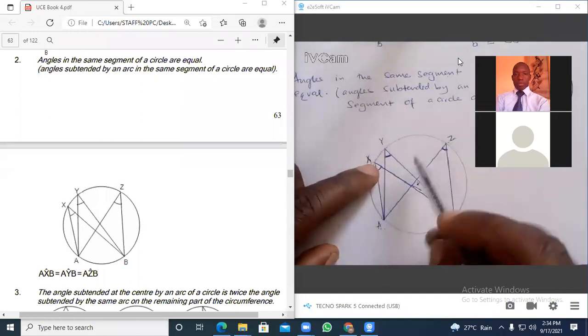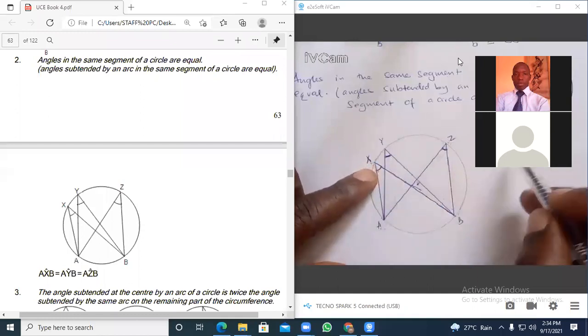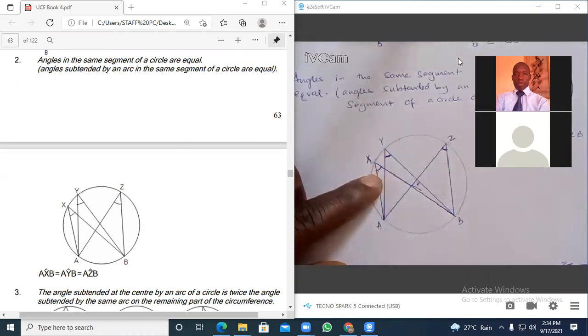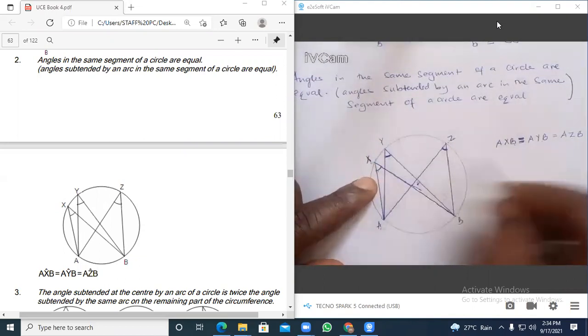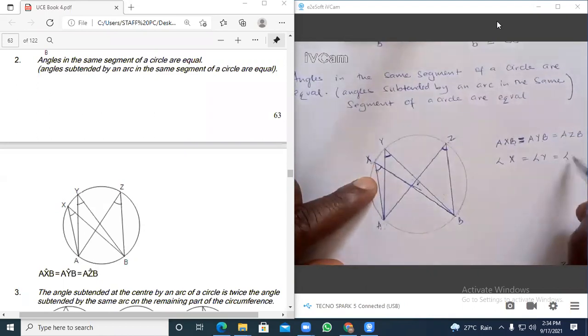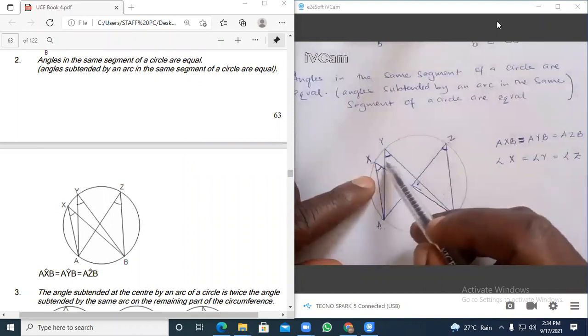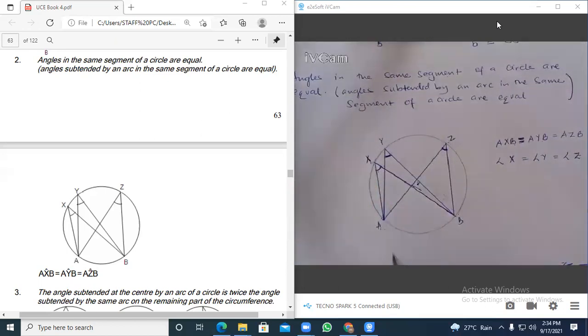So if Y is equal to X, and Y is equal to Z, then it means that AXB is equal to AYB, which is also equal to AZB. So angle X is equal to angle Y, and it is also equal to angle Z, because these angles are in the same segment. So that is what you have to note down now.